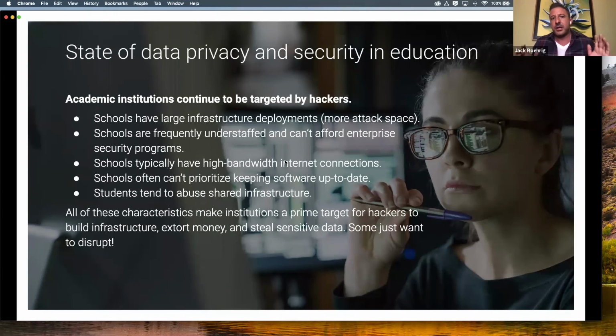And schools, unfortunately, are a target amongst the evil because if you don't have ethics and you need that infrastructure, you're going to target massive infrastructure, understaffed support, high bandwidth internet connections. I mean, they're a honeypot. And schools are so underfunded that they can't prioritize keeping their software updated.